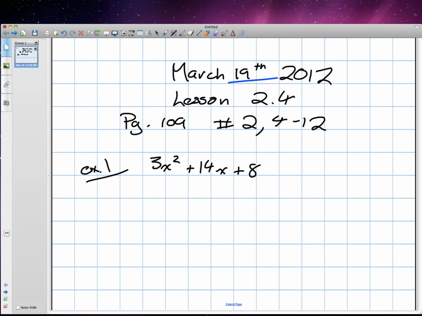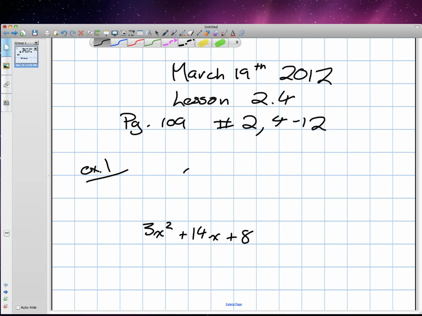Lesson 2.4, we're factoring. And I want you guys to remember what types of quadratic equations we're factoring. Before this, we factored equations where we had x squared plus bx plus c. They use different letters to represent the coefficients. A was the coefficient in front of the x squared. B would have been the coefficient in front of the x. And c was our constant term. We did this, our factoring, when a was equal to 1. Okay?